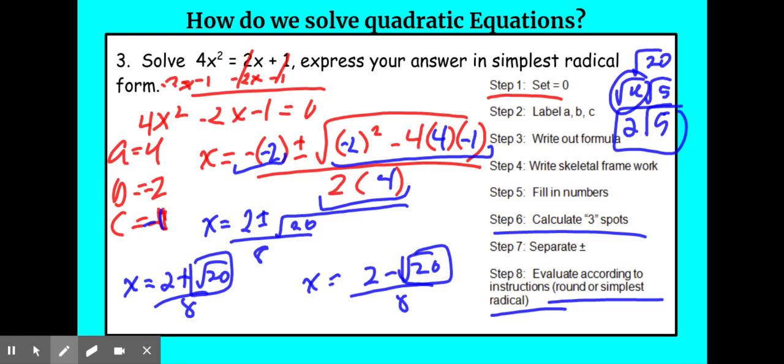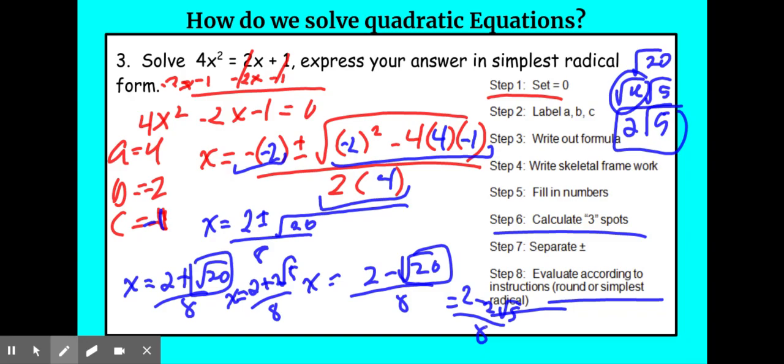Okay? So we're left with x equals 2 plus 2 radical 5 over 8. And this is 2 minus 2 radical 5 over 8. I'm sorry for the squishiness.